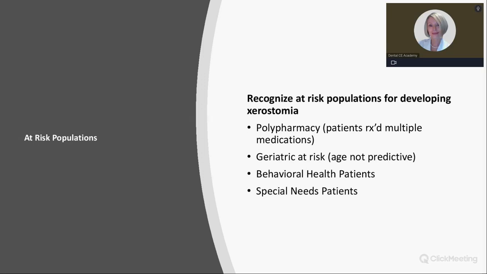At-risk populations: patients on multiple medications, older adults. However, we said age is not necessarily predictive. It doesn't mean the salivary glands are atrophying after the age of 65. Behavioral health patients and special needs patients.